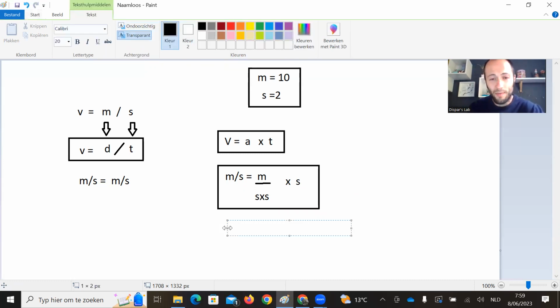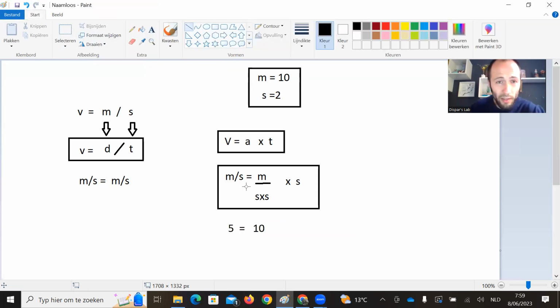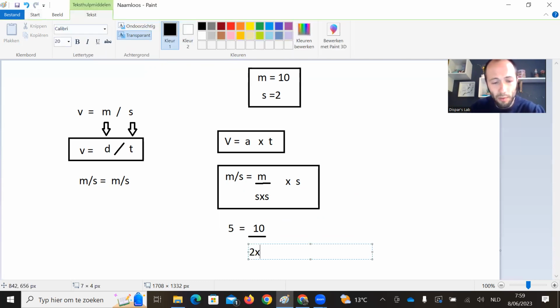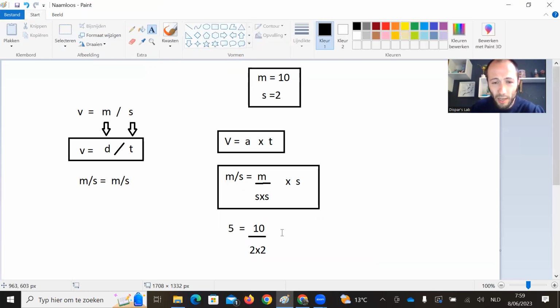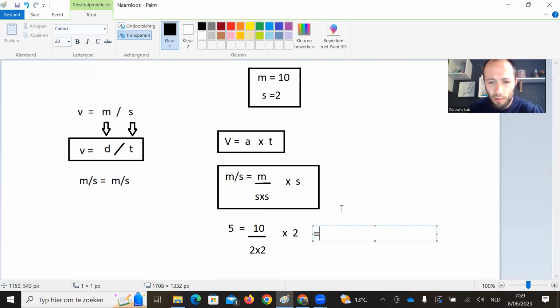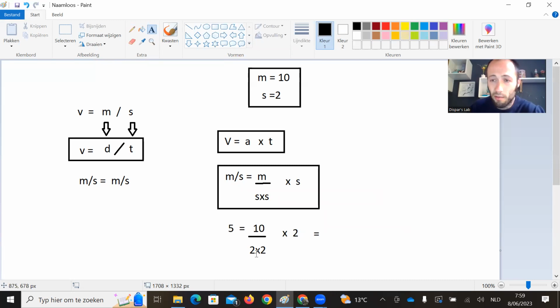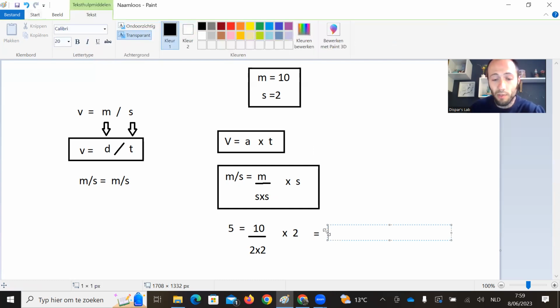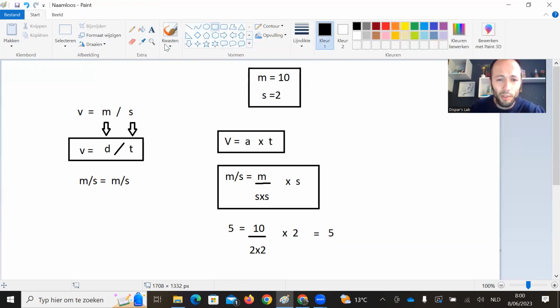So you get 10 divided by 2, which is 5, equals 10 divided by 2 times 2 times 2. Okay. That equals 10 divided by 4, which is 2.5, times 2 equals 5. So we have 5 equals 5. Unit 5 equals unit 5.